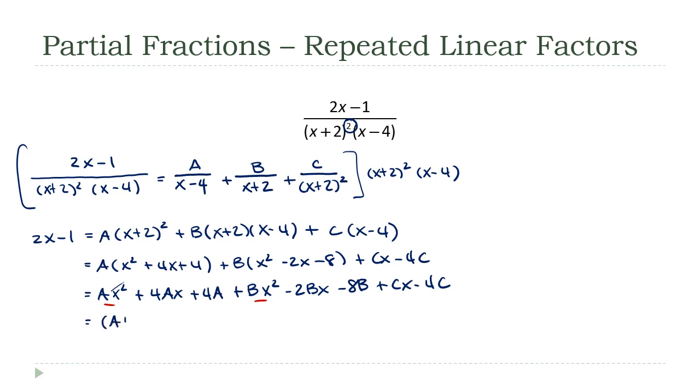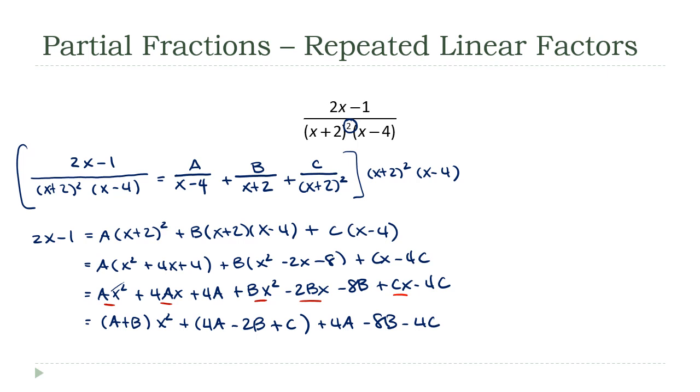It helps me make sure I don't accidentally forget one. So this will be a plus b, x squared, plus, now I have to do the x's. It's going to be this one, so it's plus 4a minus 2b, and this one here, plus c, and then all I have left are constant terms. So this is plus 4a minus 8b minus 4c.